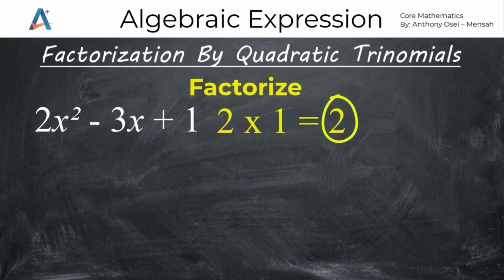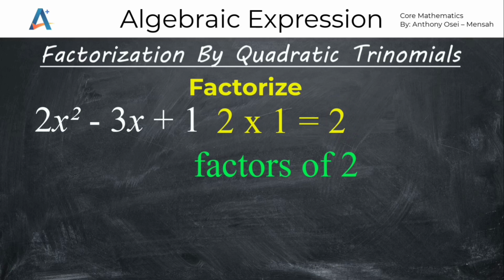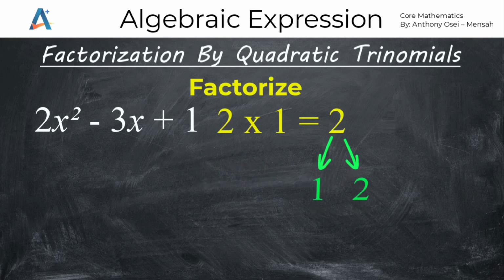Now the next step, which happens to be the third step, says find the factors of the answer. So factors of 2. Now we know that factors of 2 will be 1 and 2, which means that 2 is a prime number with only 2 factors, that is 1 and the number itself. So 1 and 2 are the factors.